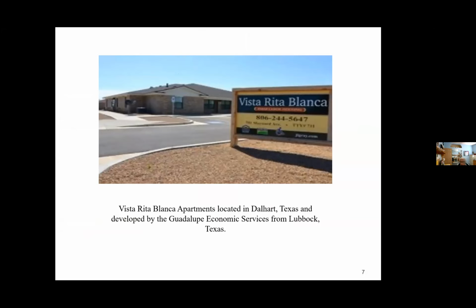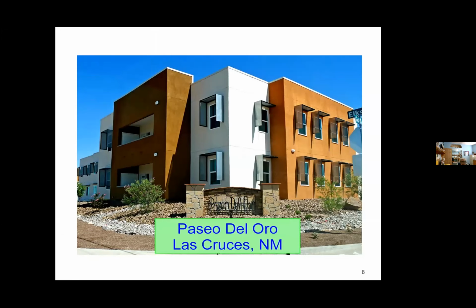This one is an example of only 1 level of the apartments. And this is in Dalhart, Texas. I did say that we also help the West Texas area. This is near Lubbock. So this would be another area in West Texas that we work with. These are the apartments in Las Cruces. They are 2-story, Paseo del Oro.